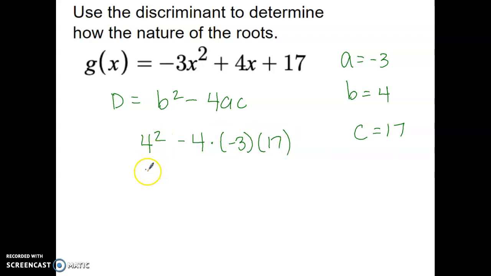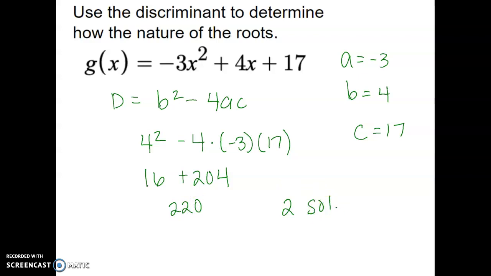So 4 squared, that's going to be 16. Negative 4 times negative 3, that's going to be positive 12. So you might need a calculator for this one because we have to say 12 times 17, which is going to be 204. And so if I add 16 and 204, we get 220. Well, that's a number greater than 0, which means we are going to have 2 solutions.